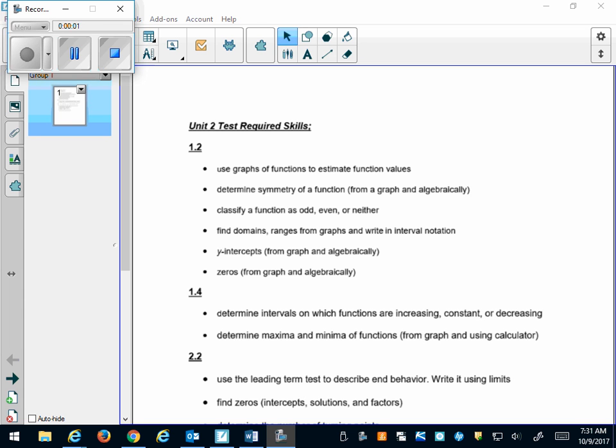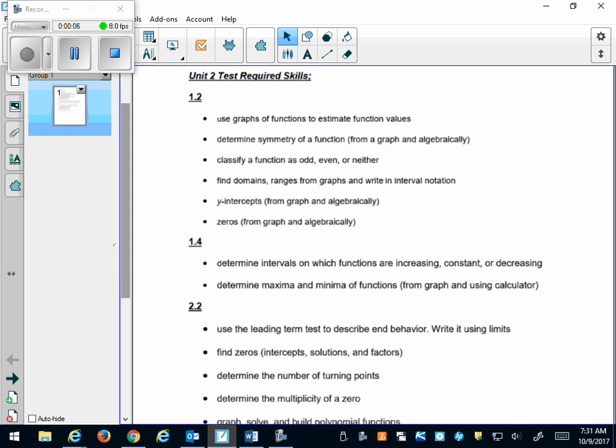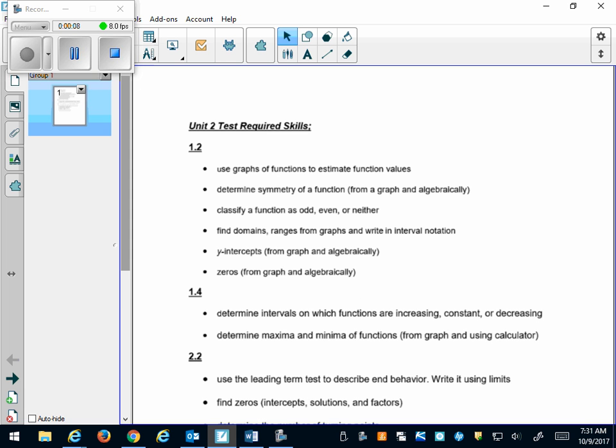So Unit 2 required skills, we covered 3 sections, 1.2, 1.4, and 2.2. Those are the sections from the book. For every section, you have a notes packet, and on the top of every set of notes I give you, it says learning goals or objectives on the top. Nobody ever reads those, but they're there. And this list that I made is literally, I took those learning objectives and made them bullet points.